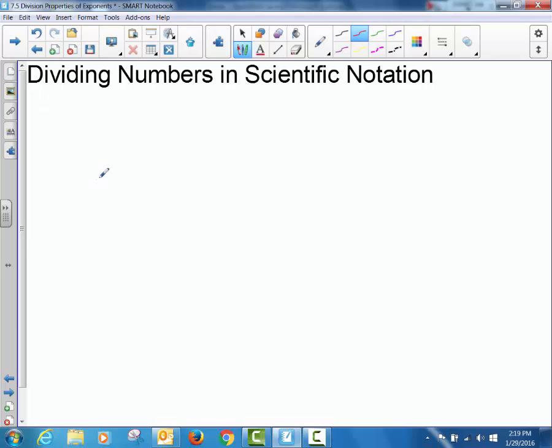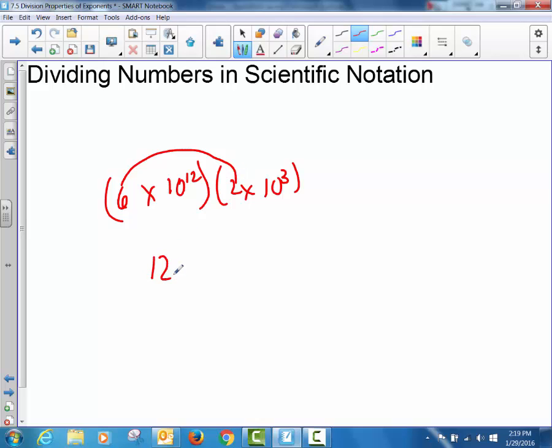Now dividing numbers in scientific notation. Remember when we had 6 times 10 to the 12th and 2 times 10 to the 3rd? What we did is we multiplied numbers times numbers and powers times powers, and then we adapted it so that it went into scientific notation again.